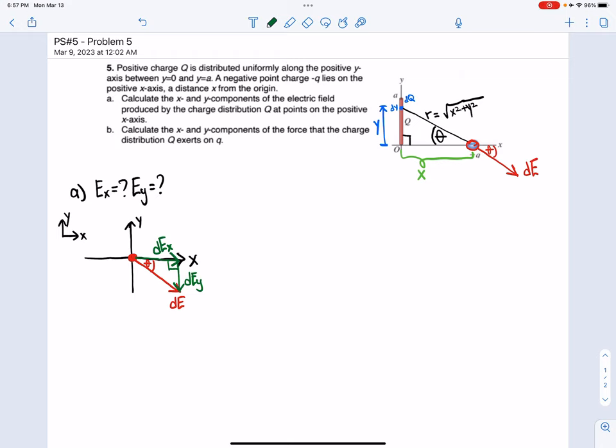One second. Just had to turn on the lights.